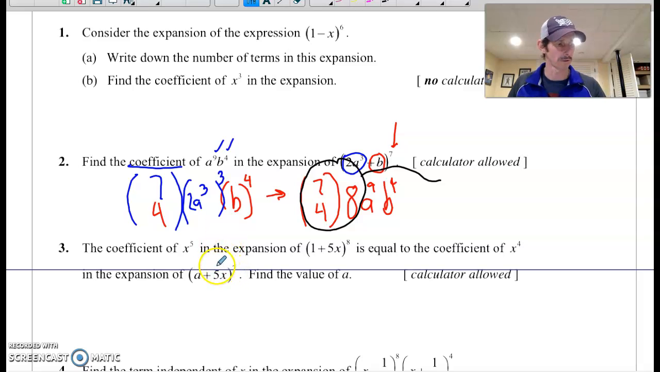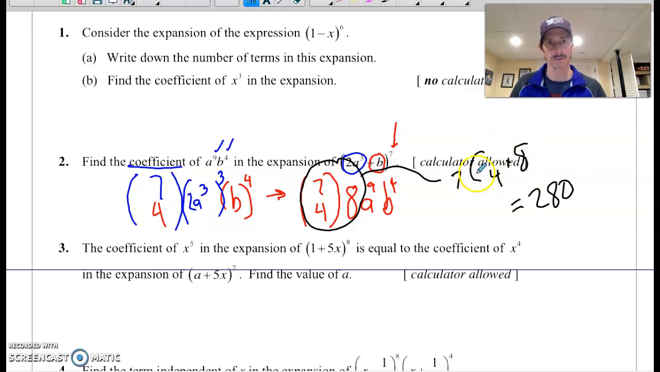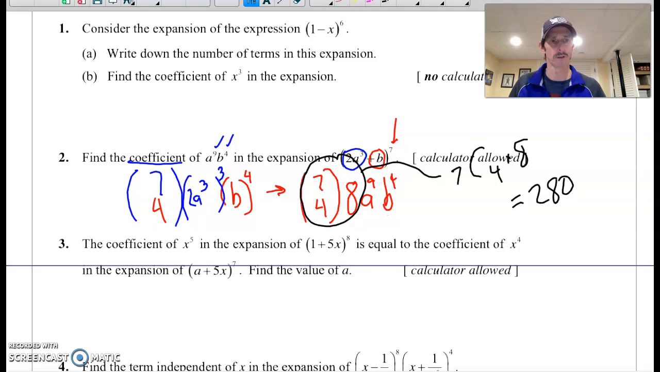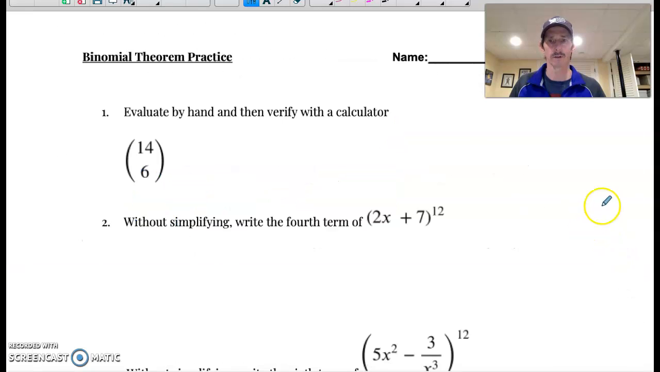So if I were to type 7 choose 4 times 8 in my calculator, again, that's that 7 choose 4, and then you can pull up the multiply symbol if you want, times 8 or times 2 cubed, whatever, you would have gotten 280. I didn't do those as separate steps, so I just punched that in my calculator all at once. So that's kind of how you would approach this problem, looking for the coefficient. And then we'll move on to a slightly more complicated problem.